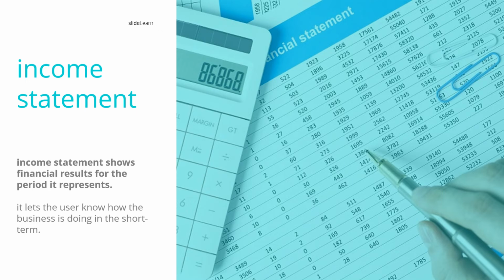The income statement shows financial results for the period it represents. It lets the user know how the business is doing in the short term. And you have to keep in mind that the company's performance is not just a question of whether it made or lost money during the financial period. The issue at hand is more a matter of the relationship among the different accounts on the income statement.